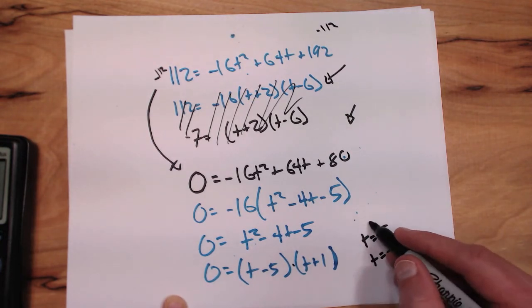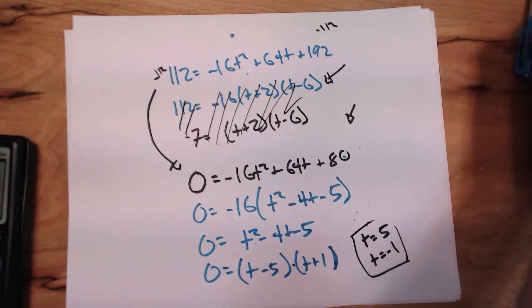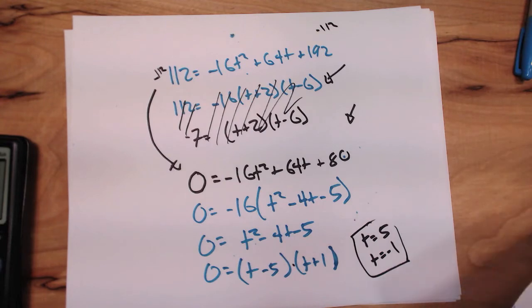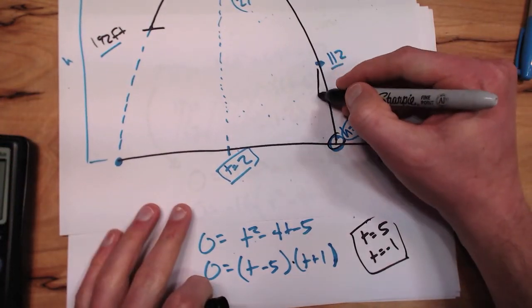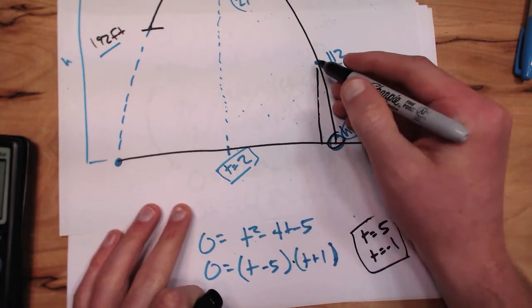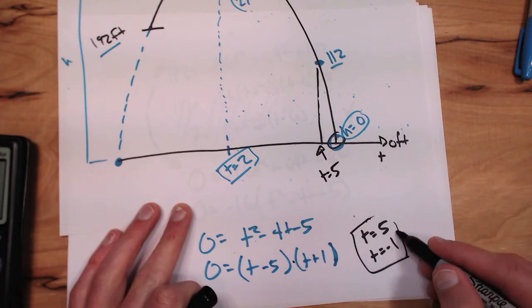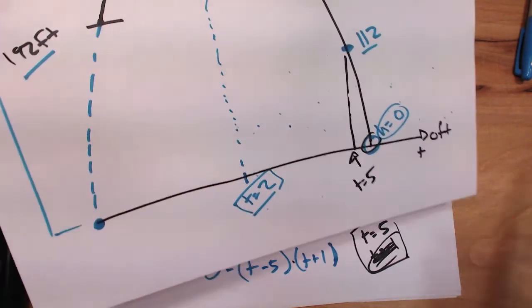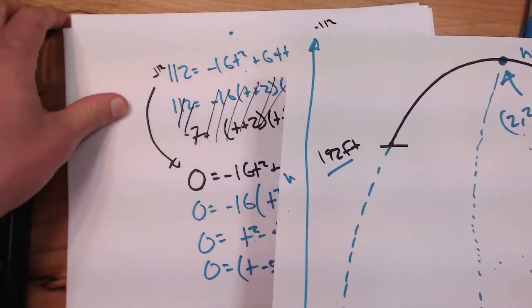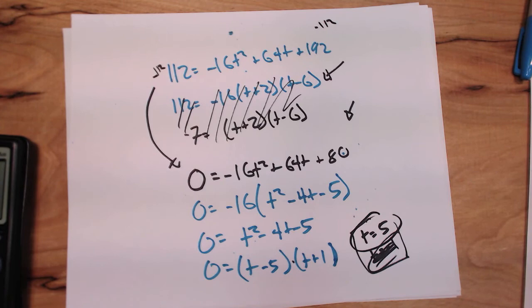Okay? Are we done? No, because this is a physics problem. And usually one of these answers we're going to throw out, usually the negative one. Let's look at our picture again. Remember, our job was to figure out at what time does our ball reach a height of 112, and this is going to be the t equals 5 answer, not the t equals negative 1. And again, that's a negative time, which doesn't really have any meaning, so we're going to throw that answer out. So our final answer is t equals 5 seconds. Okay, great.